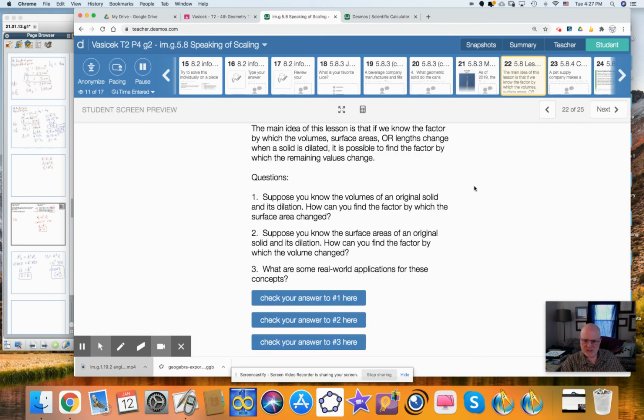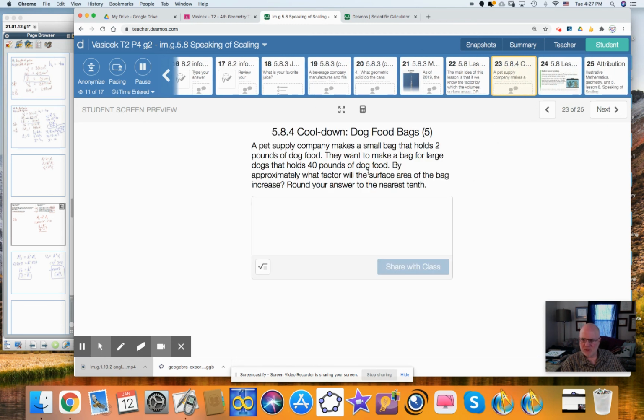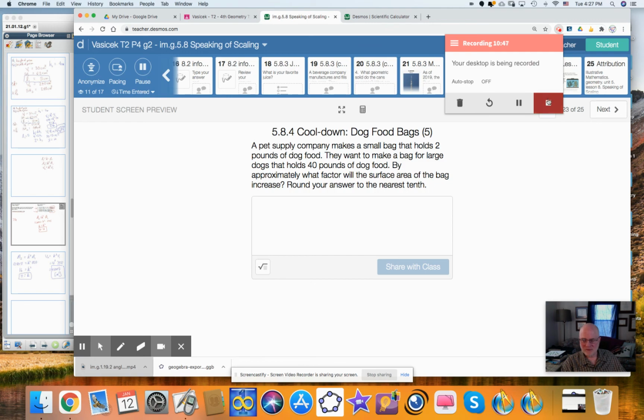And for the lesson synthesis, the main idea of this lesson is we know the scale factor by which volumes and surface areas or lengths change when a solid is dilated. It's possible to find this factor from the remaining values and how they change. And you can read through this along with my answers, and then do this cool down, which is about the pet supply company. I think you get around 6.5, somewhere in there, I'm estimating. And good luck with this. Good luck and success.